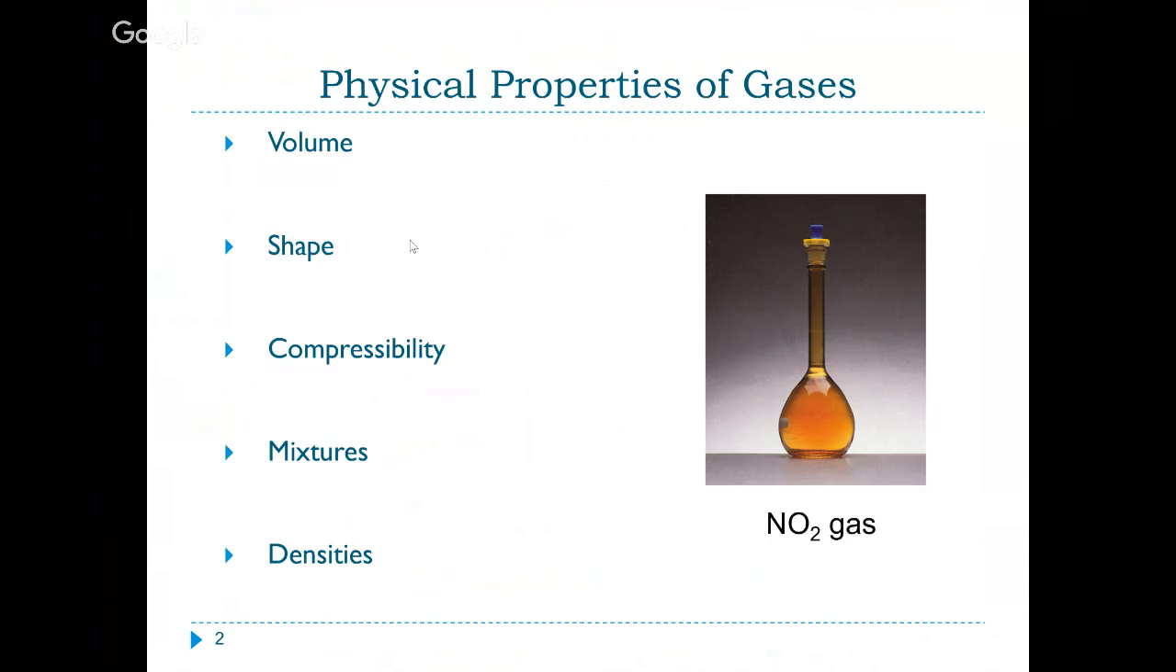So you have a solution, like the air that we breathe is a solution where nitrogen is the solvent and oxygen is the main solute. And the densities of gases tend to be very small compared to solids and liquids.